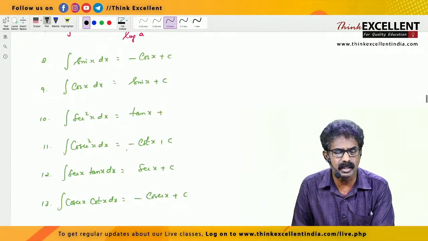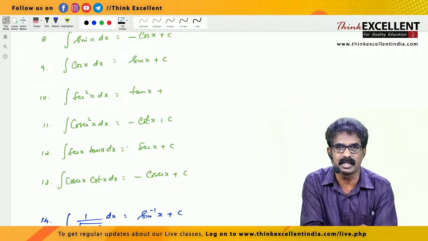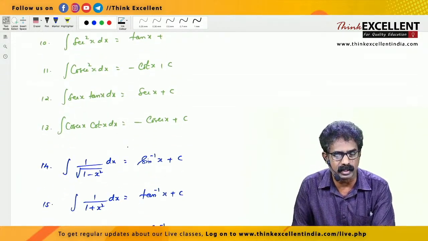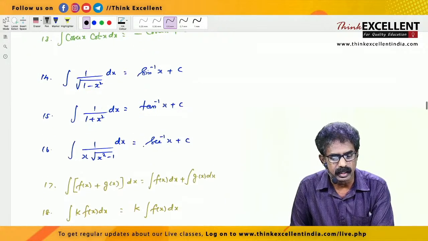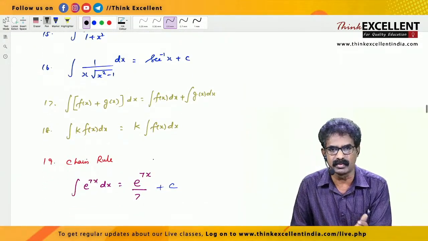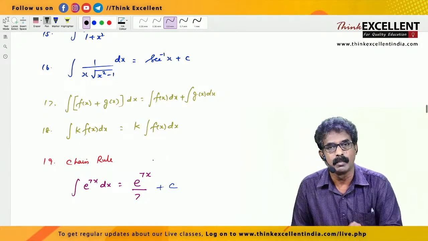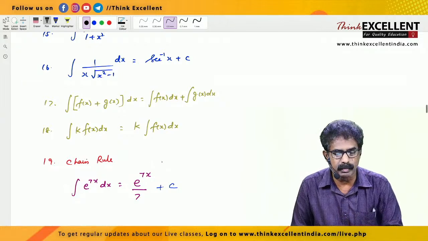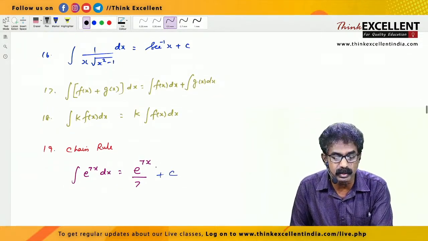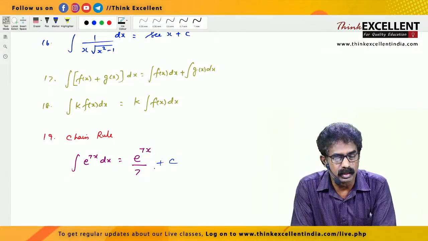Then trigonometric formulas: what we studied last class is just the reverse of differentiation, the antiderivative. So we directly reverse the formula and write it, which is what we studied last class. Then finally the chain rule: e raised to 7x integrates to e raised to 7x by 7. In differentiation we multiply by 7, but in integration we divide by 7. Okay, this is what we studied. To recall this, we are going to do one sum, then go for today's sums.